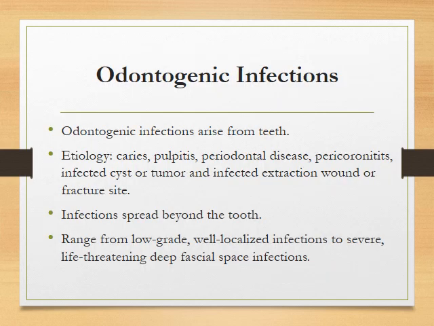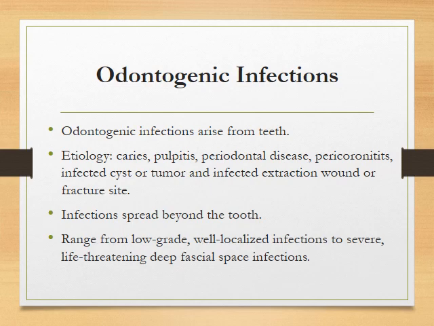From its name, odontogenic infections arise from the teeth and their surrounding structures. Etiology: it could be from caries, pulpitis, periodontal disease, pericoronitis, infected cyst or tumor, infected extraction wound, or fracture site. The infection can spread beyond the tooth to the alveolar process and into the deeper tissue of the oral cavity, face, head, and neck.